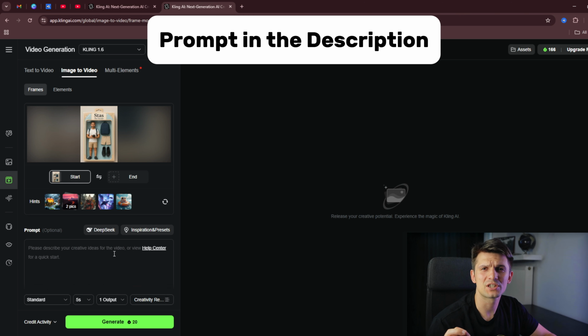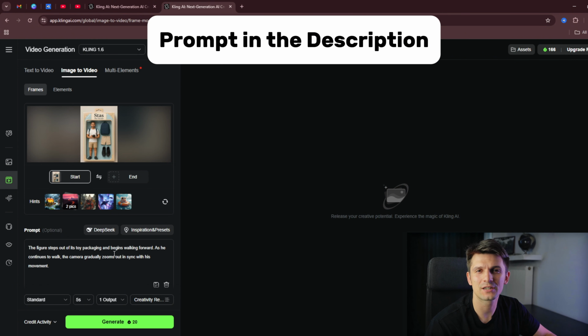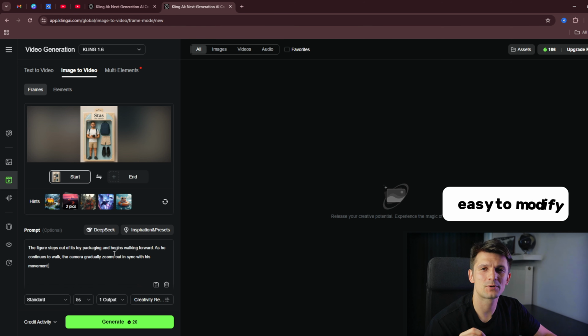Okay, once the image is uploaded, we can type in the prompt. The figure steps out of its toy packaging and begins walking forward. As he continues to walk, the camera gradually zooms out and syncs in with his movement. I made the prompt very easy and simple, so it will work for your image.